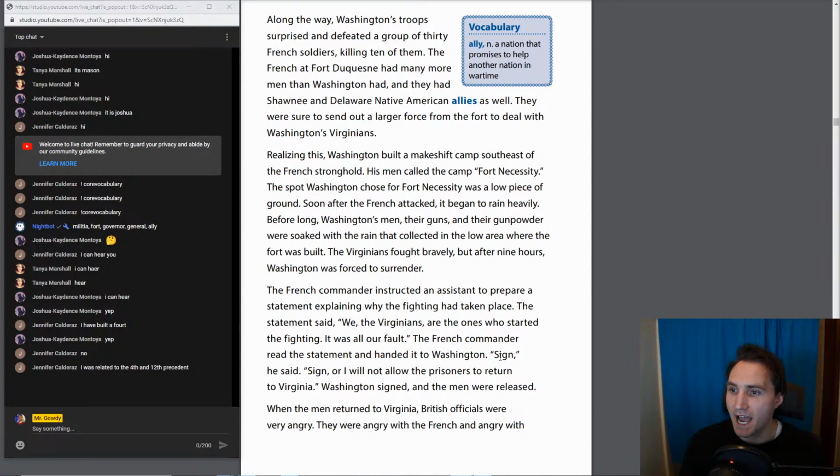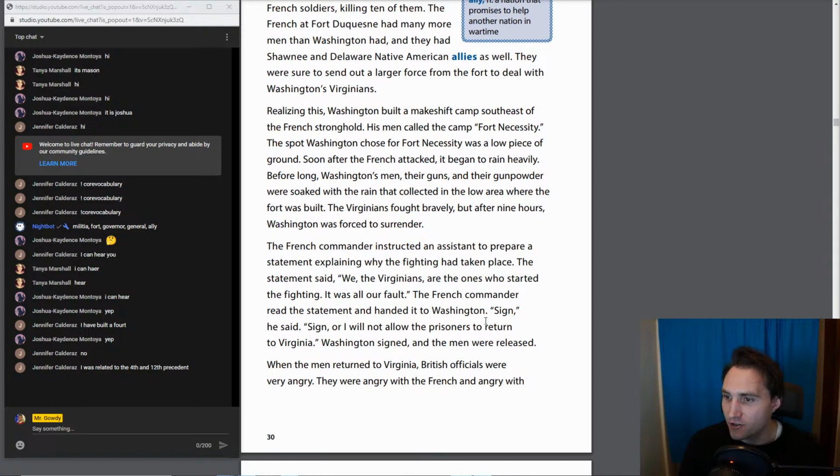Soon after the French attacked, it began to rain heavily. Before long, Washington's men, their guns, and their gunpowder were soaked with the rain that collected in the low area where the fort was built. The Virginians fought bravely, but after 9 hours, Washington was forced to surrender.